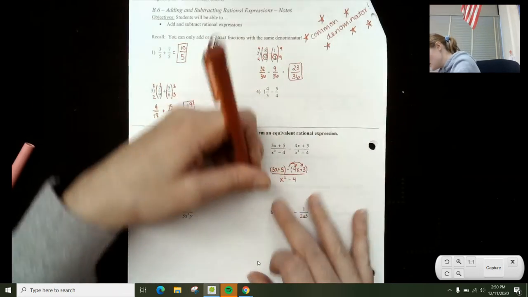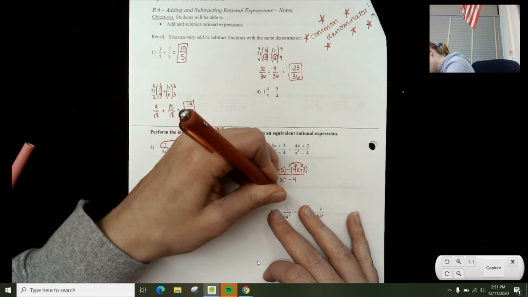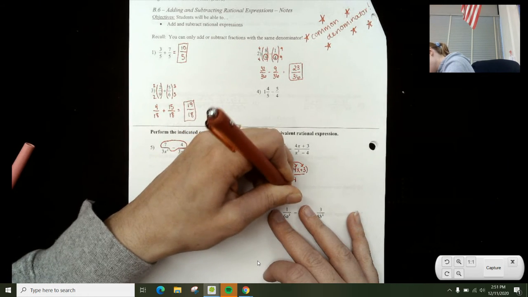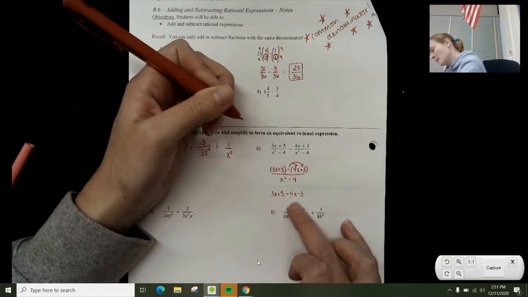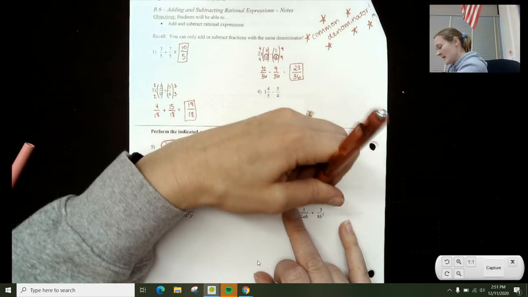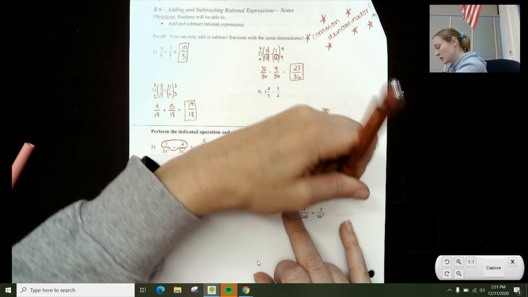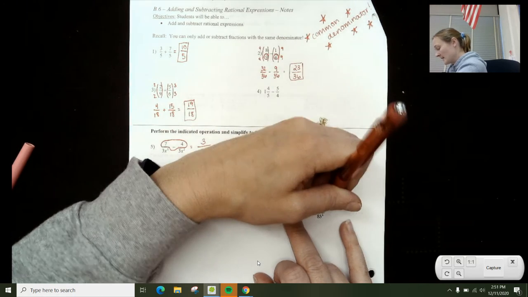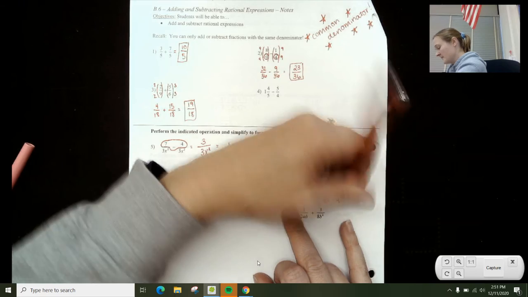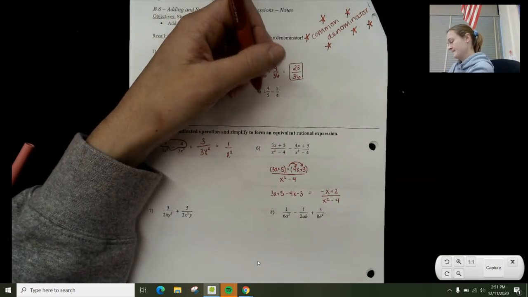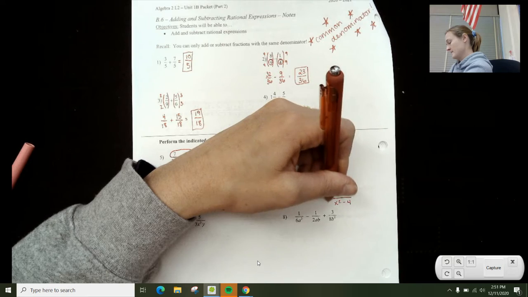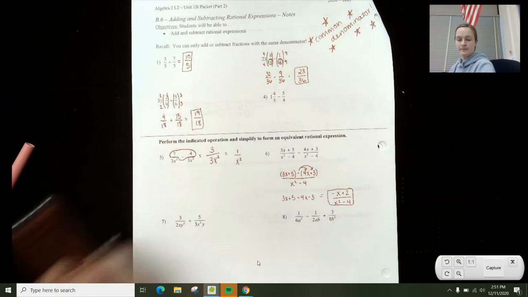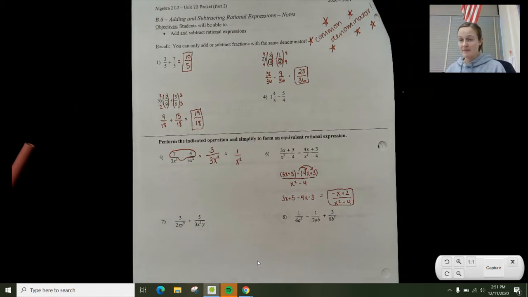So the numerator is going to be 3x plus 5 minus 4x minus 3. So when I combine like terms there, I get negative x plus 2. And then I've got x squared minus 4 on the bottom. I can actually simplify that expression further, but I'm going to save that for you to do. And if you have questions about it, you can ask me individually.